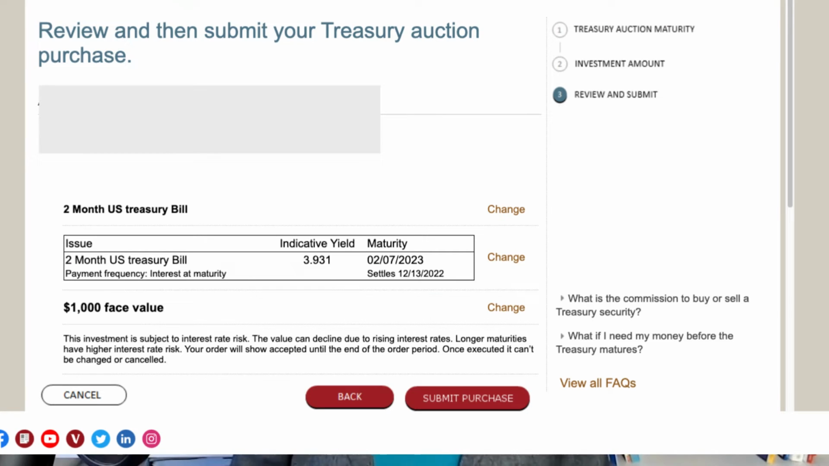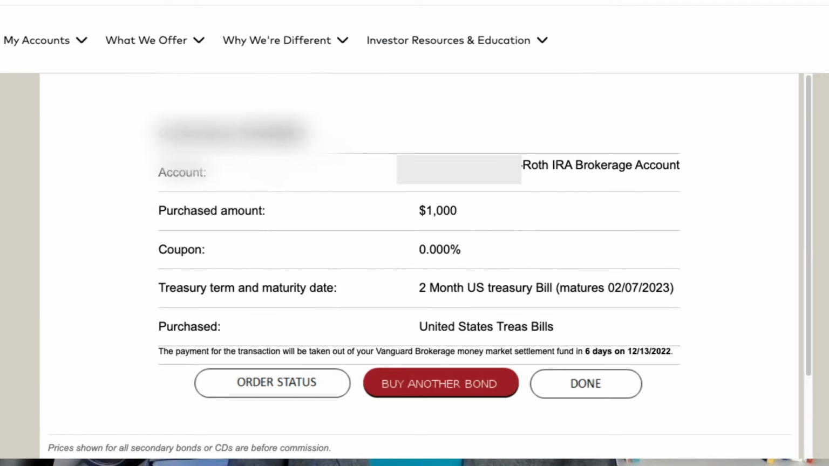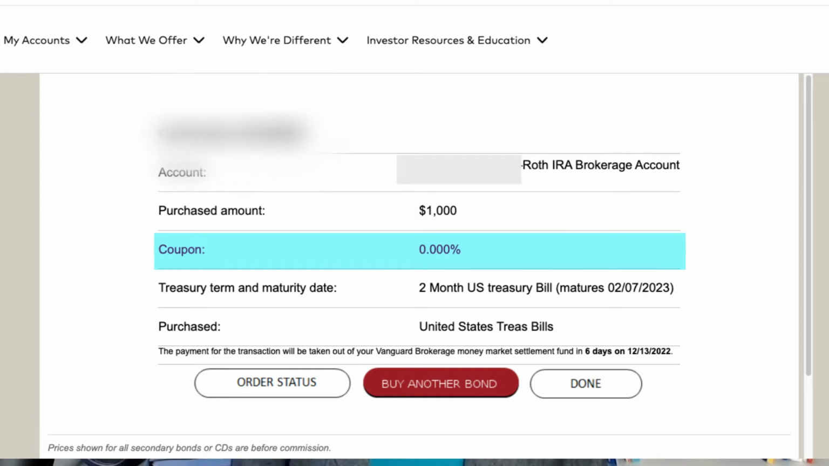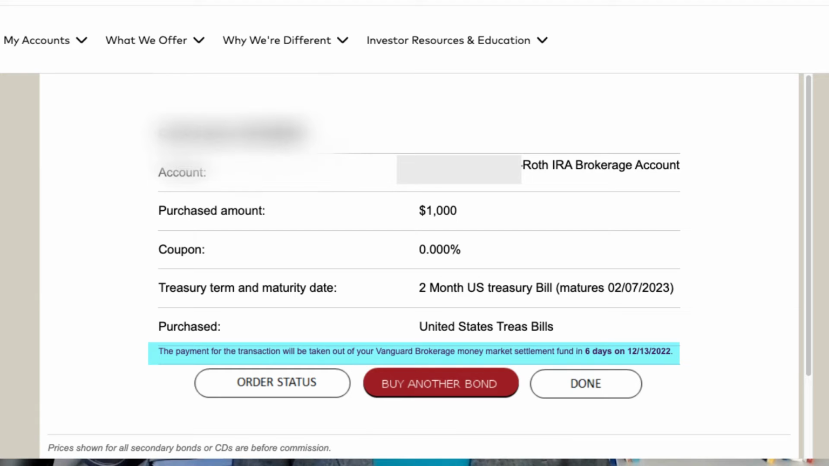So I clicked submit purchase. It gave me a confirmation that tells me the purchased amount. Now, this is the par value. The amount I pay will be dependent on the yield, which will be determined at auction. The coupon is 0%, which means there are no interest payments during the term of the T-bill. The interest will be paid at maturity. This trade doesn't settle till the 13th.